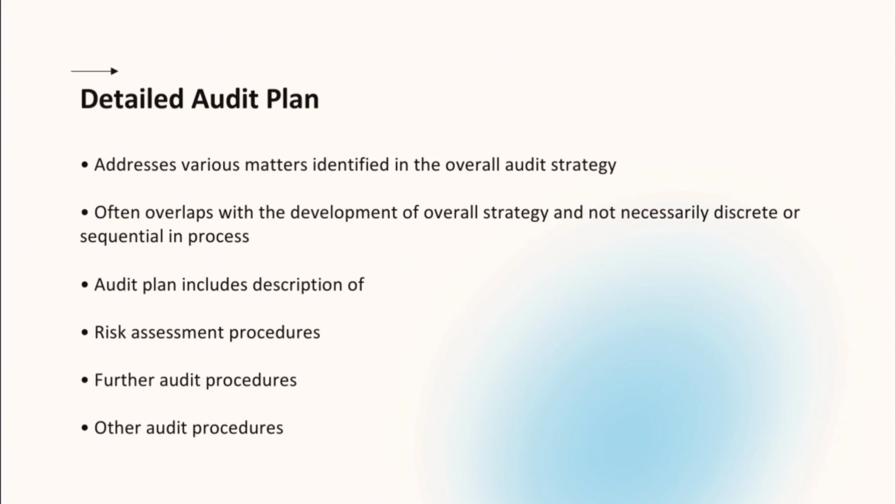Risk assessment procedures. These procedures help identify and assess the risk of misstatement. Whereas the further audit procedures are the substantive procedures designed to gather evidence about specific assertions in the financial statements. While the other audit procedures category covers any additional procedures deemed necessary to achieve the audit objectives. In short, the detailed audit plan provides a concrete step-by-step guide for conducting the audit operation, the high-level directions set by the overall audit strategy. So it is practical, detailed for the audit team.